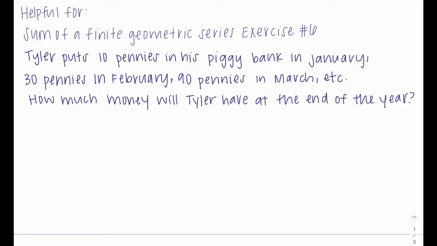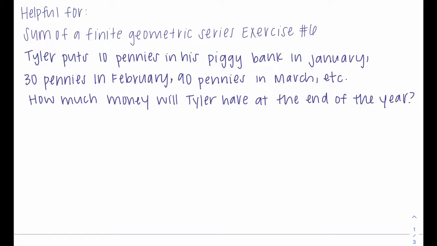Alright guys, this next problem we're going to work on is similar to exercise number 6 on your sum of a finite geometric series worksheet. So we have a word problem. Tyler puts 10 pennies in his piggy bank in January, 30 pennies in February, 90 pennies in March, and so on. How much money will Tyler have at the end of the year?